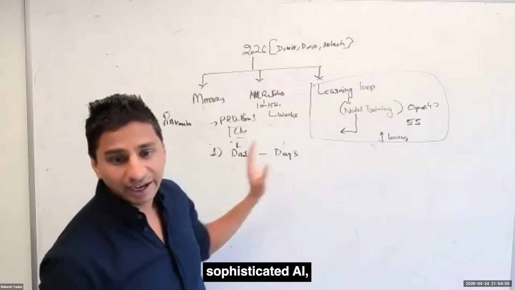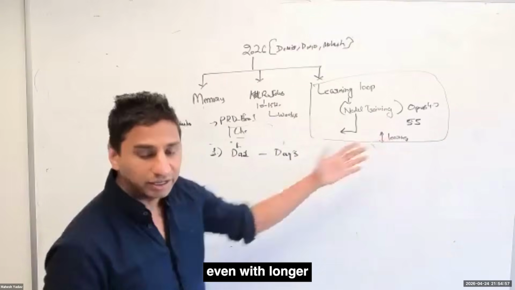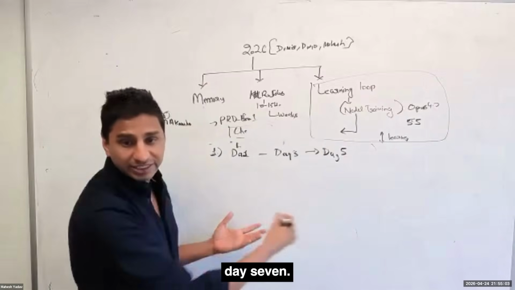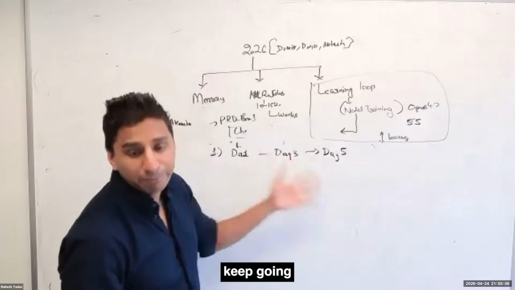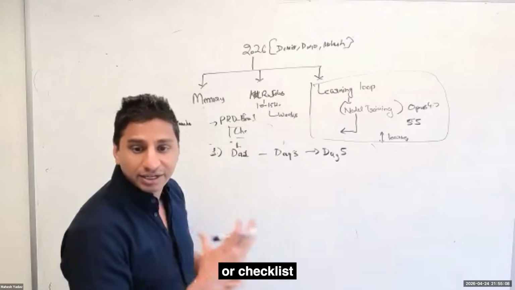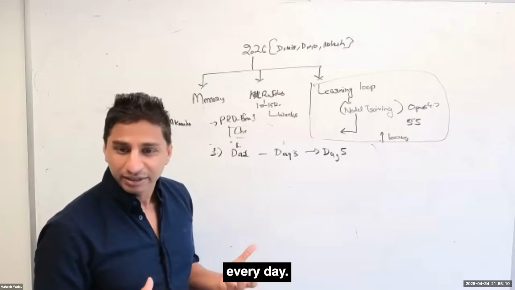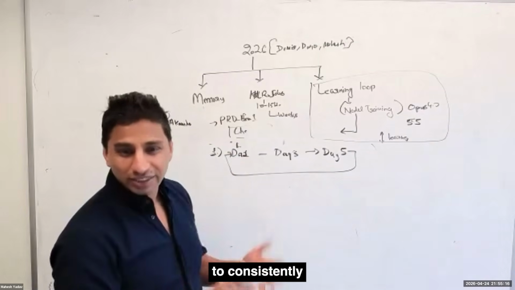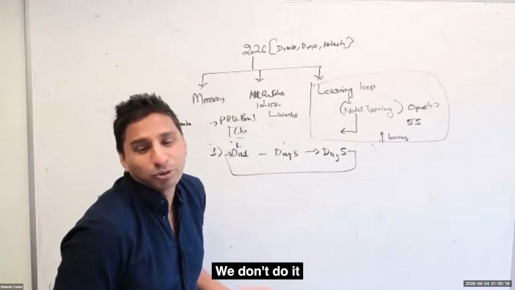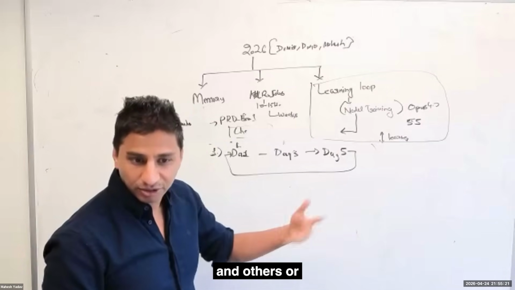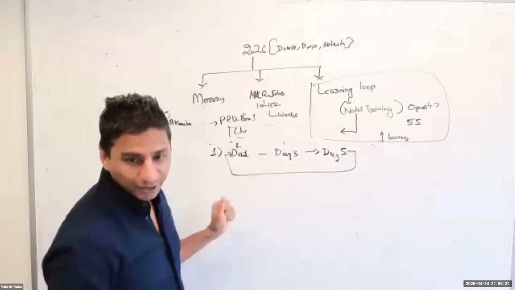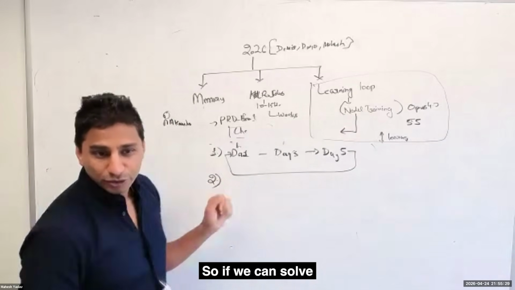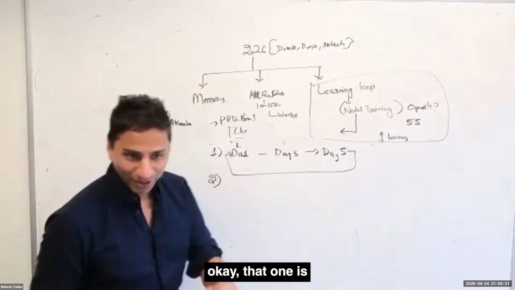Even with all the sophisticated AI, even with the latest model, even with long running jobs, we still have this problem of day 1 looking like day 3, day 5, day 7, unless somebody keeps explicitly updating these skills or the checklist and does this hard work every day. And I know from human behavior, we want to get the job done, but we don't want to consistently learn or grow. We don't do it for ourselves, forget about others or these agents. Okay, if that's the case, how can we solve that problem? A lot of people liked that one.